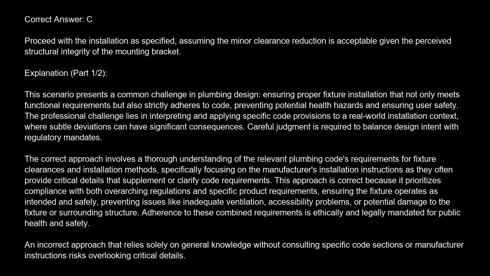The professional challenge lies in interpreting and applying specific code provisions to a real-world installation context, where subtle deviations can have significant consequences. Careful judgment is required to balance design intent with regulatory mandates. The correct approach involves a thorough understanding of the relevant plumbing code's requirements for fixture clearances and installation methods, specifically focusing on the manufacturer's installation instructions, as they often provide critical details that supplement or clarify code requirements.